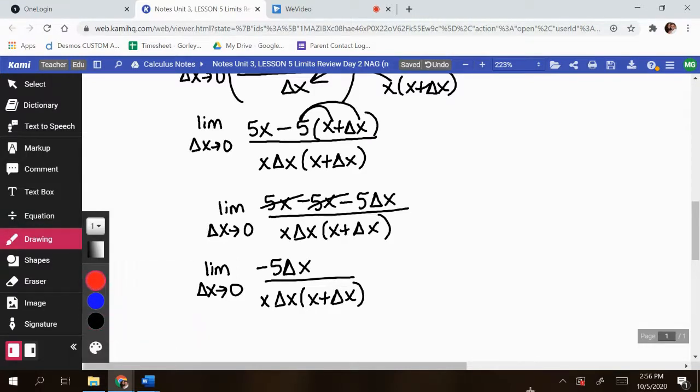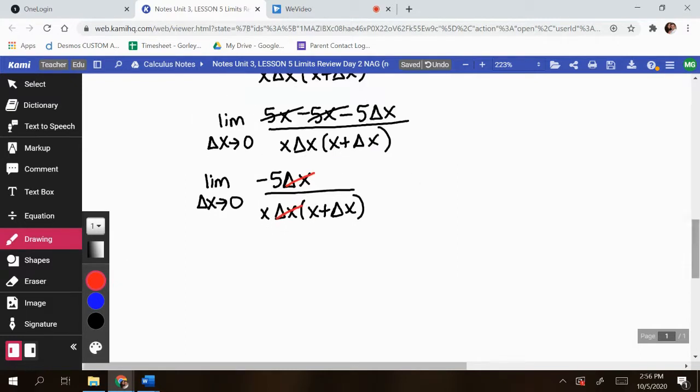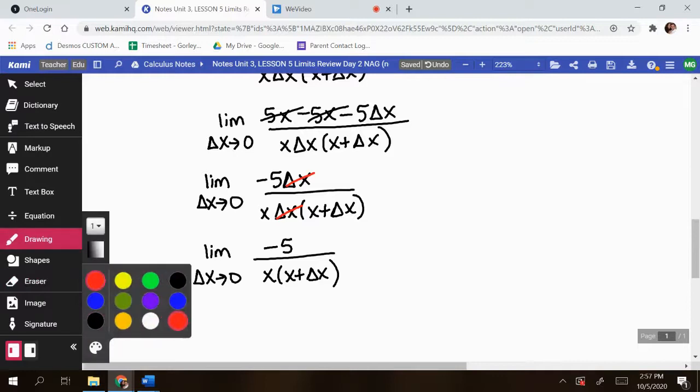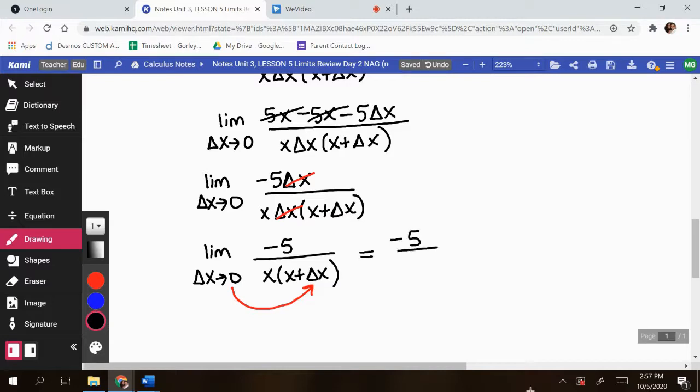So look at what we've got. This is multiplication, so we can cancel the delta x's, reduce that. So now I've got negative 5 over x times the quantity x plus delta x. And I think that's about as simplified as we can get it. Notice I carried my limit notation all the way down because I have not plugged in 0 yet for delta x. So now I'm going to go ahead and plug in 0 for delta x, and we'll drop our limit notation. Negative 5 over x times the quantity x plus 0. So we get negative 5 over x times x, or negative 5 over x squared.